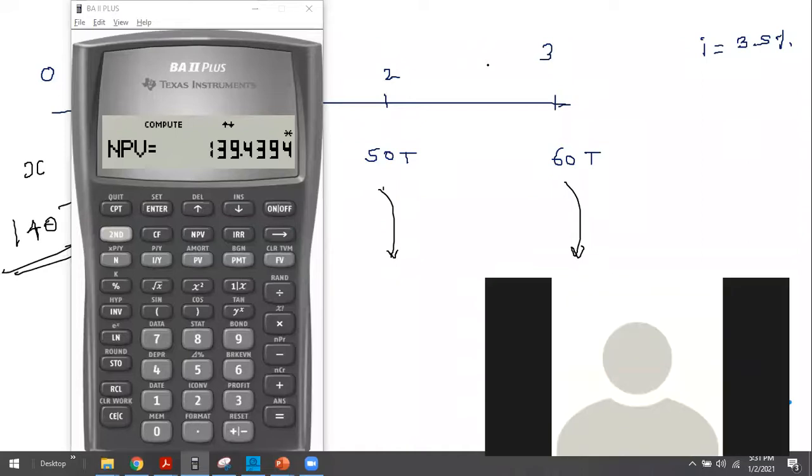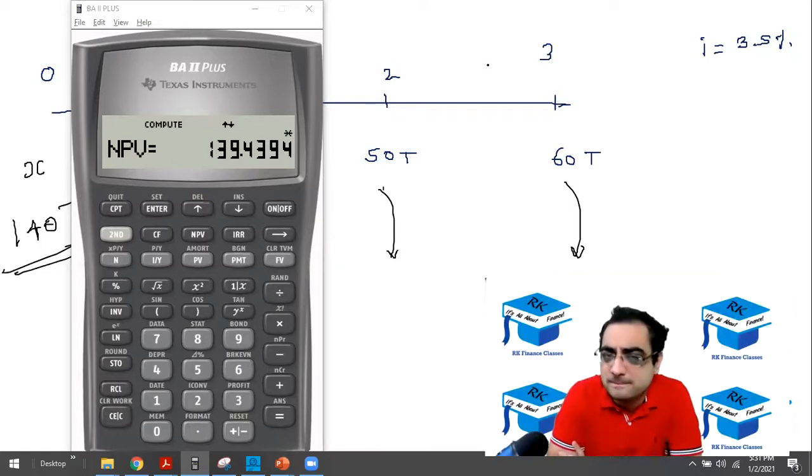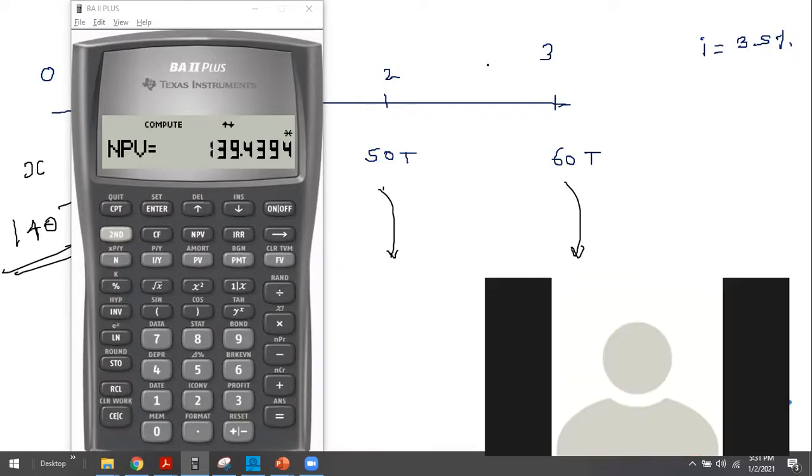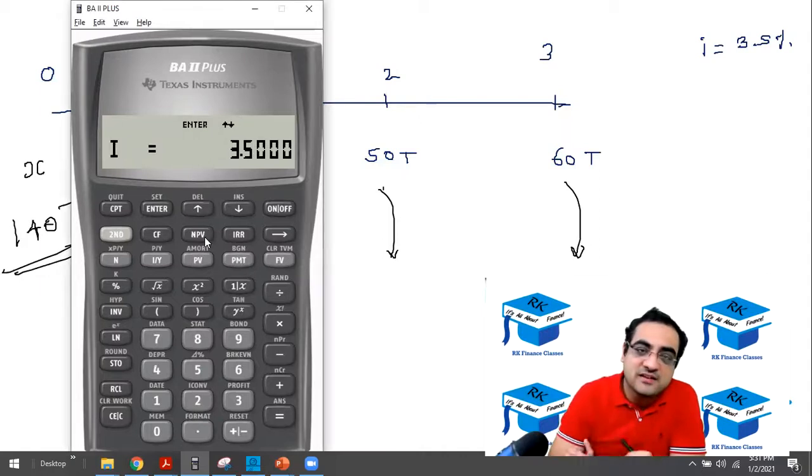Sir, when I calculate, the interest is the one which comes from the memory. So it's not what I enter. Come again, I didn't get you. Whenever I calculate, the interest comes which was in the memory. You don't have to clear it. After you press NPV, they will ask you for I. So you have to type it.